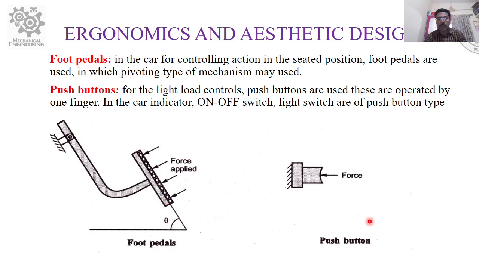Next we go for push buttons. Observe here, push buttons. The name indicates pushing of the button, using only one finger, for controlling devices or starting or switching off the system. Push buttons are used for light load controls and are operated by only one finger. In the car, the indicator, on or off switches and light switches are of the push button type only.